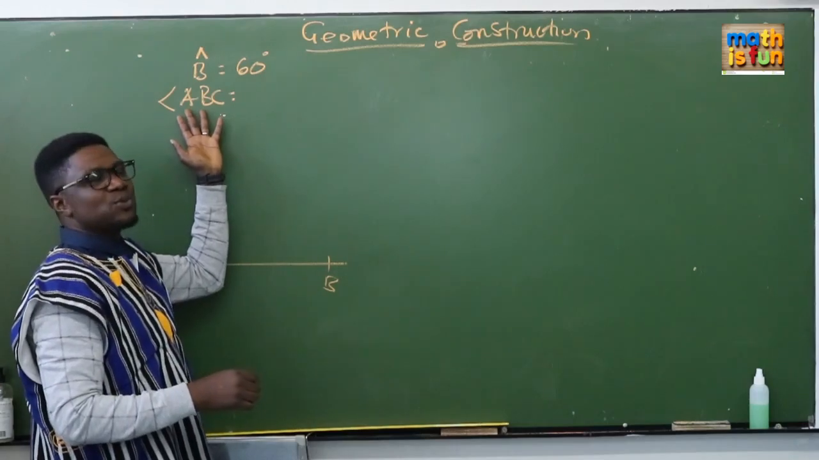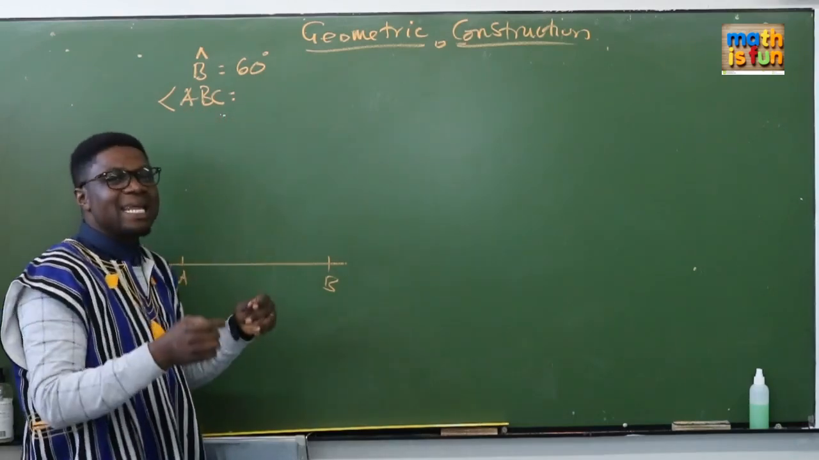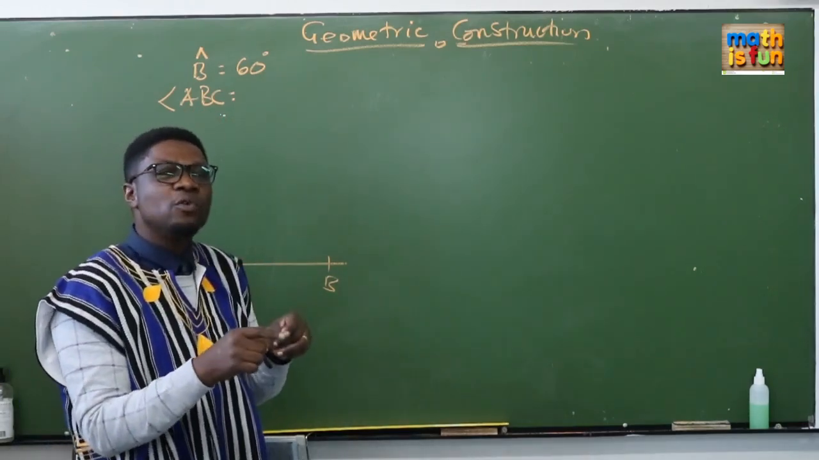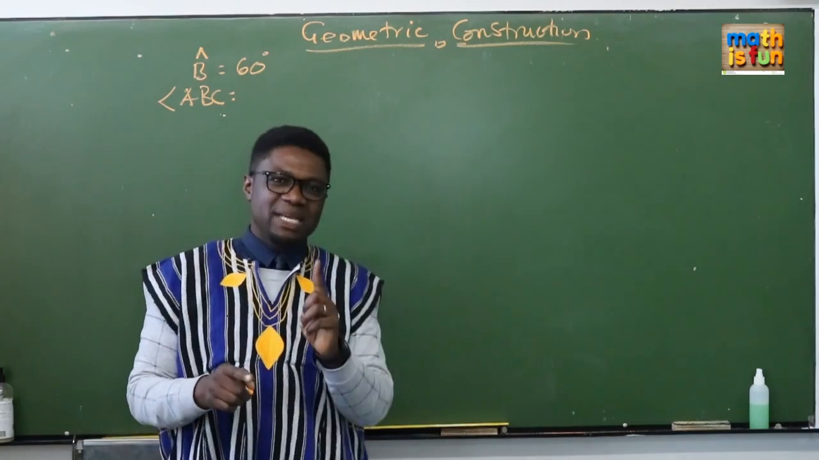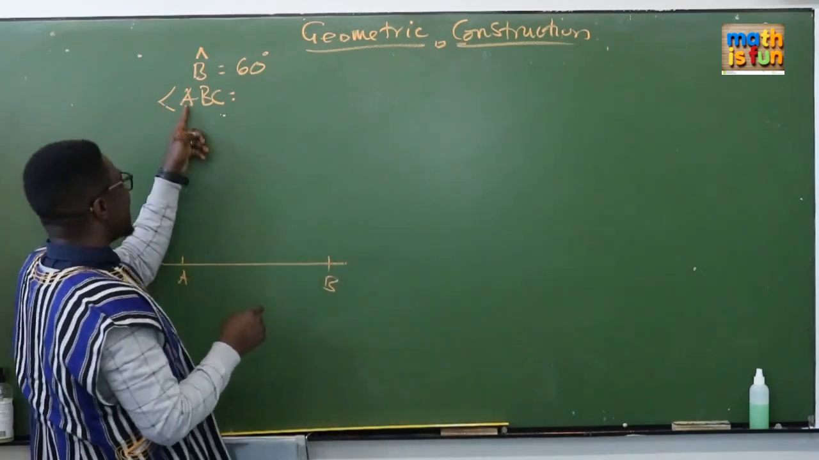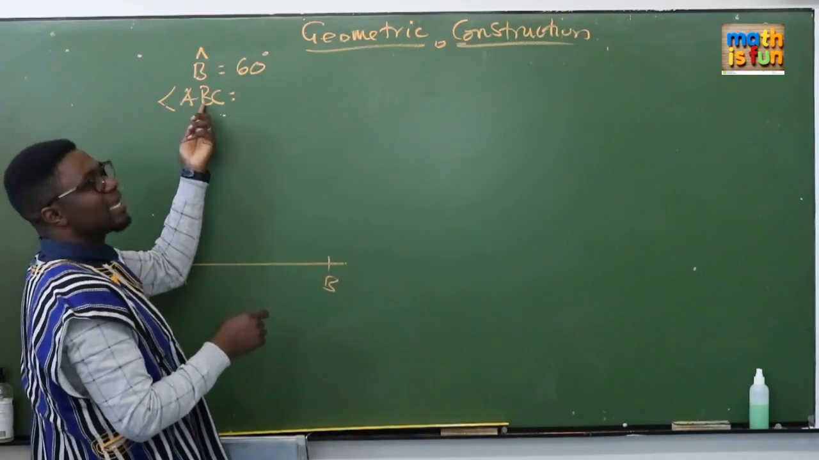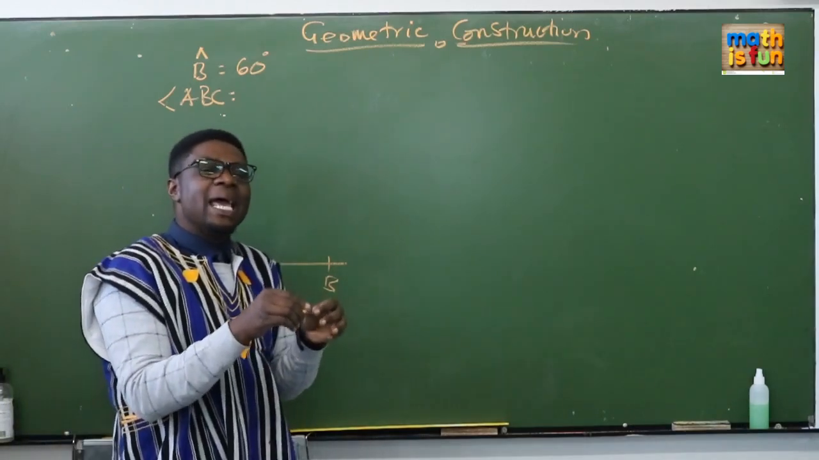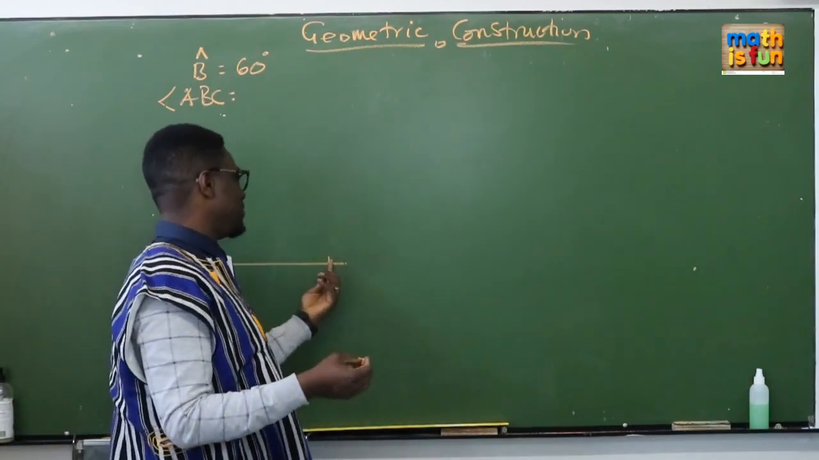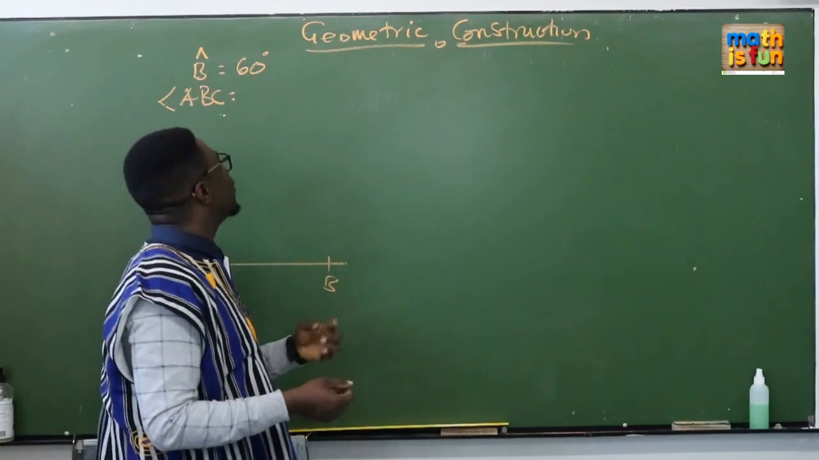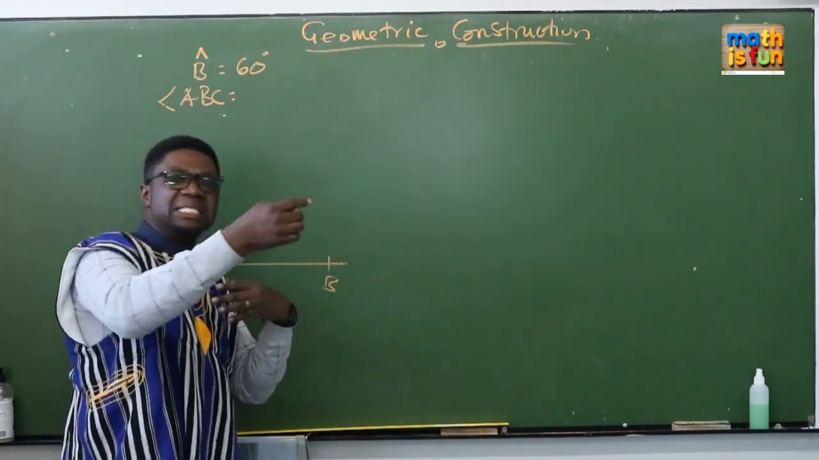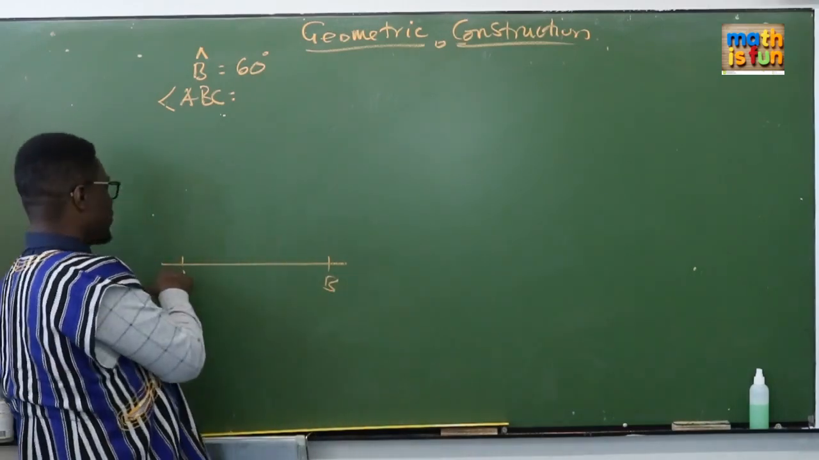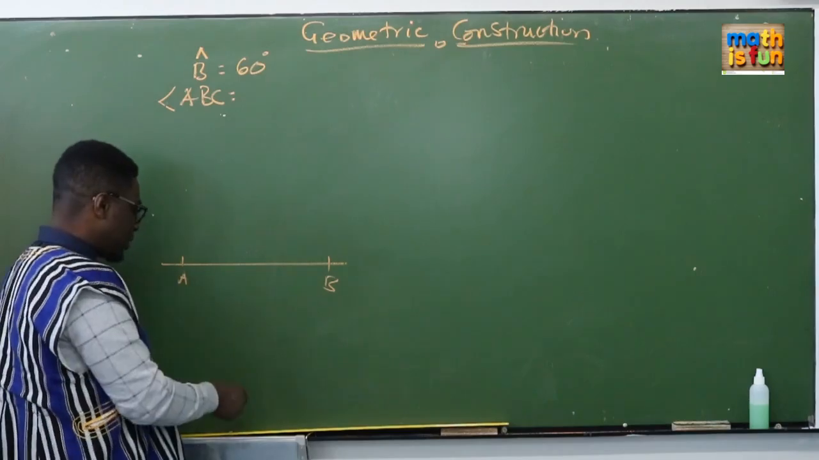Whenever we write it this way, all that we're saying is that the angle that you're constructing falls on the letter in the middle. So angle ABC means that the angle is on point B. So here I am restricted for the angle to be on point B. If it is, let's say, BAC, then I can go for the angle to be on this one.